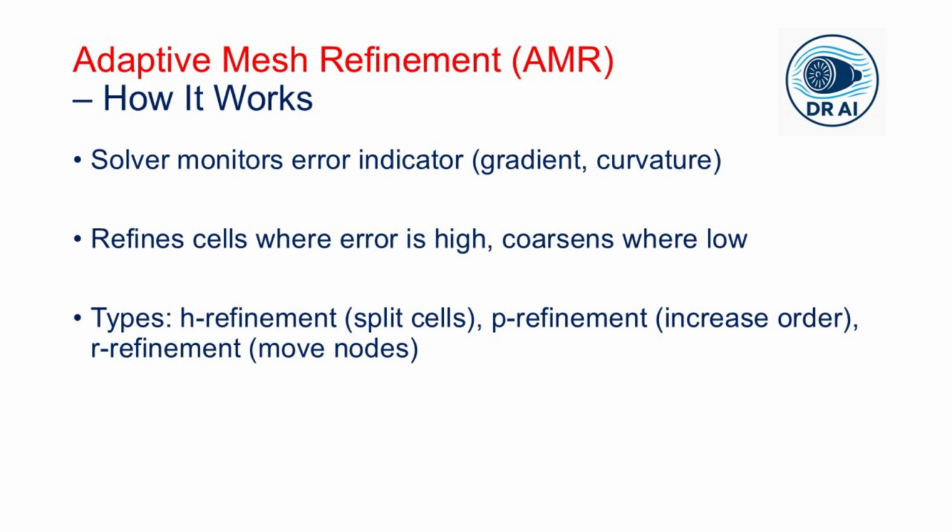So AMR in action is, for example, simulating a shock tube. Initially we have a coarse grid. When the shock forms, the solver detects the pressure jumps and refines cells in the shock region. As the shock moves, the refinement follows it.